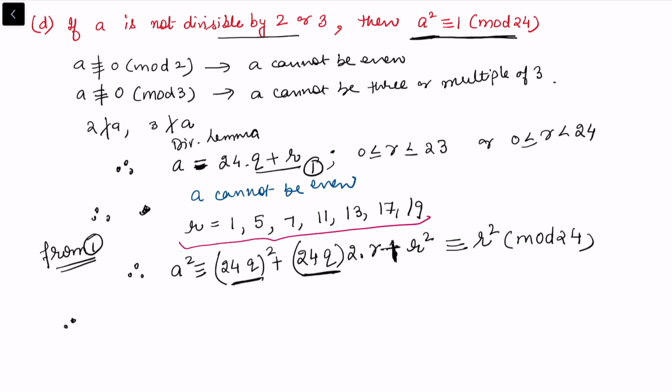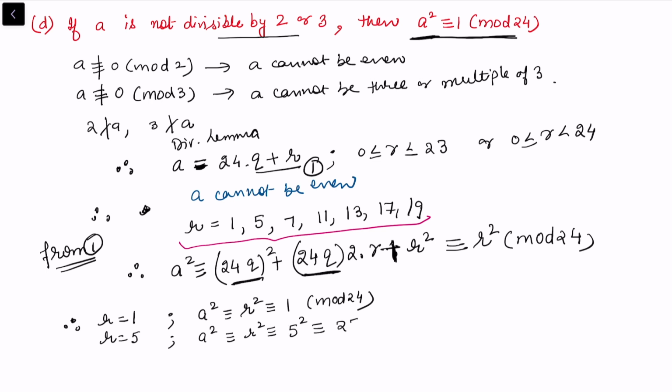So let's take one case. When r is equal to 1, a square is congruent to r square and r value is 1. So this is congruent to 1 mod 24. If I take one more case, let's say r is equal to 5. In this case, we'll have a square congruent to r square and r value is 5 square. 5 square is 25. 25 is congruent to 1 mod 24.